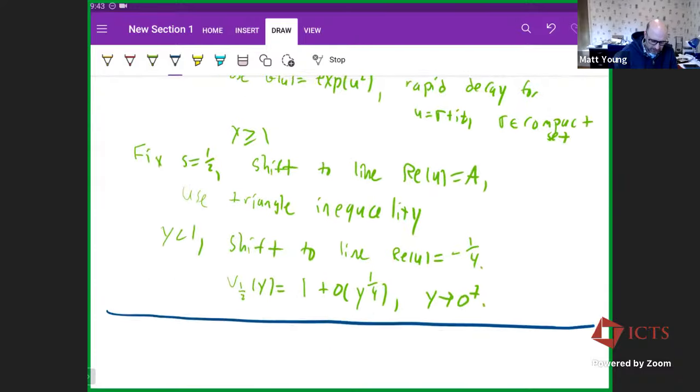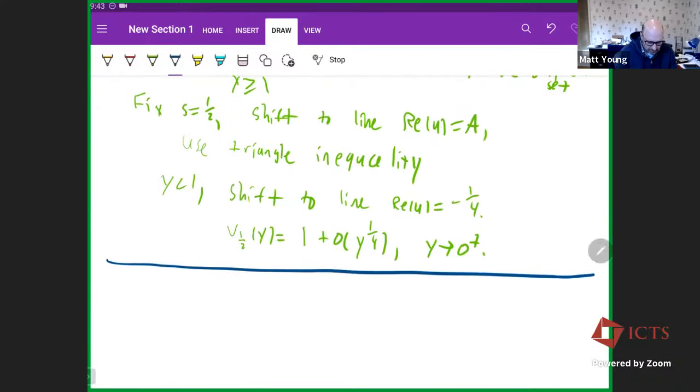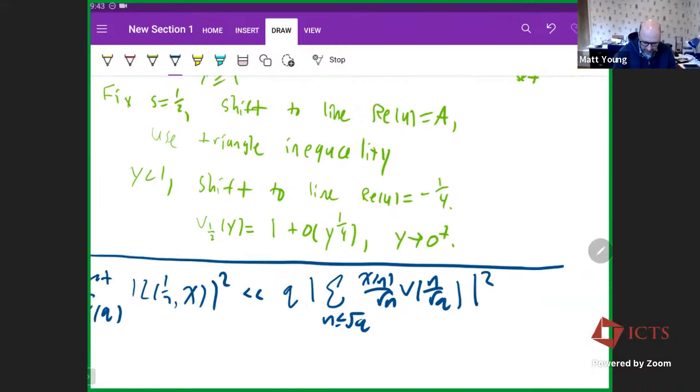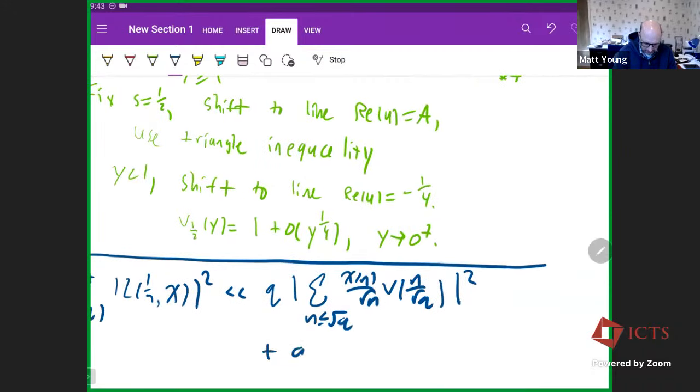So the thing that we're bounding, our second moment of Dirichlet functions, with a plus, so chi mod q, primitive characters, even characters, L of a half chi squared is bounded by q, and then we'll do the same thing. So let's sum n up to root q, chi of n over root n. We've got our V function, and then squared, and then we'll have the tail. So we'll do our same trick of how to separate these.